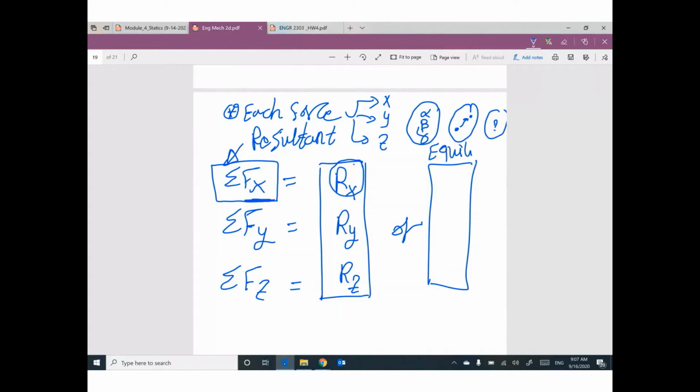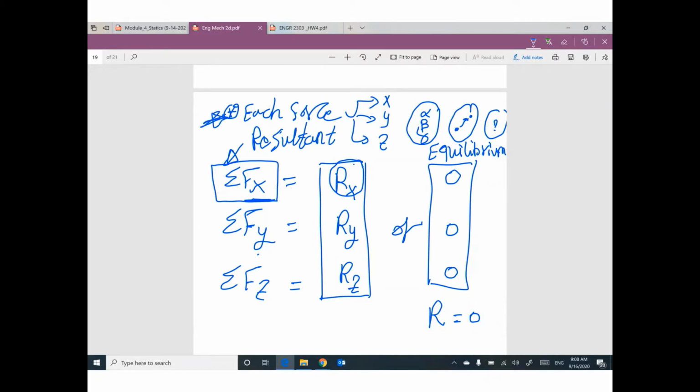If the forces are in equilibrium, that means the resultant force equals 0. So the summation of all X components equals 0. Summation of all Y components equals 0. Summation of all Z components equals 0. That's it. But remember, the first step you have to remember all the time, and you have to train yourself how to break each force into 3 components.